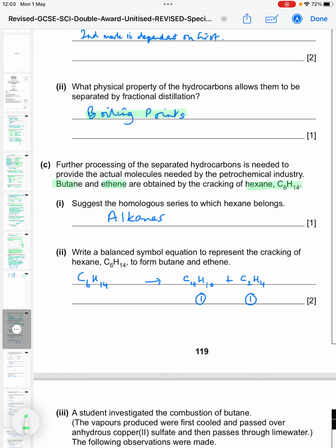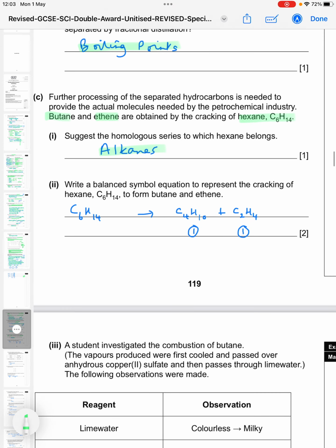Butane and ethene are obtained by the cracking of hexane, which is C6H14. Suggest the homologous series to which hexane belongs. Well, it ends in -ane, so it's an alkane.